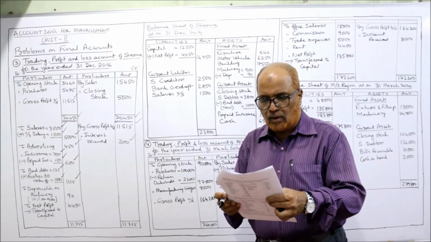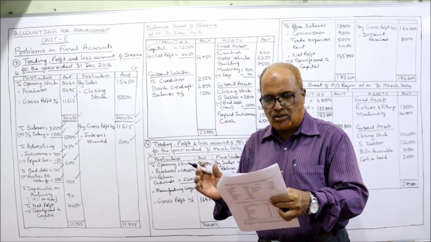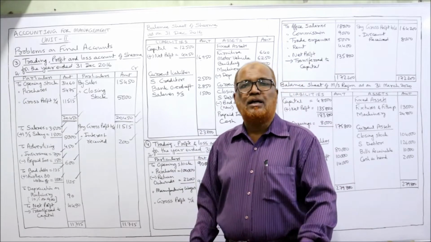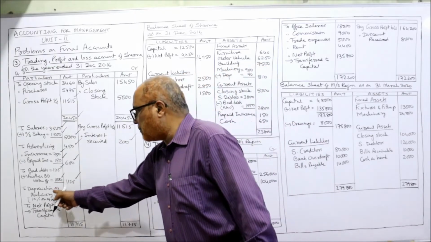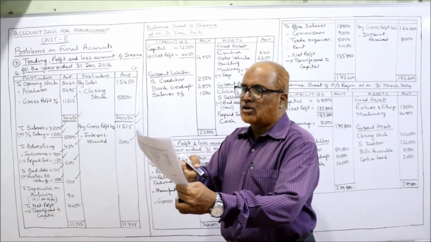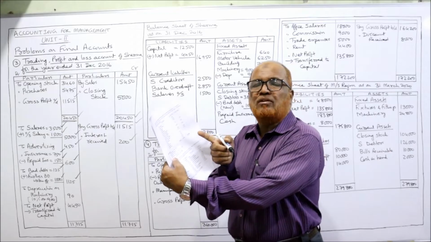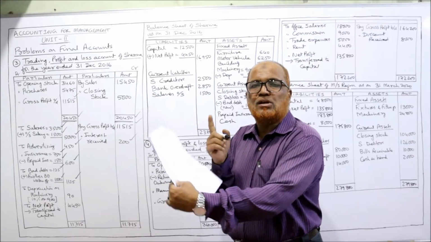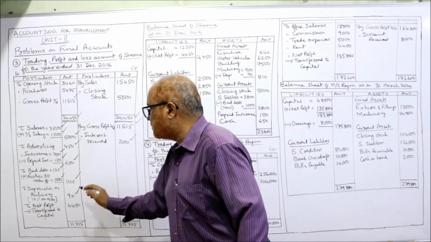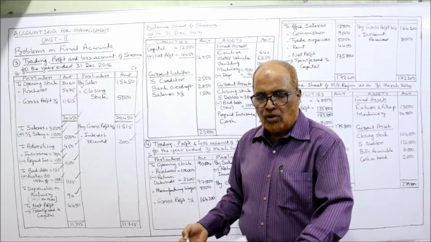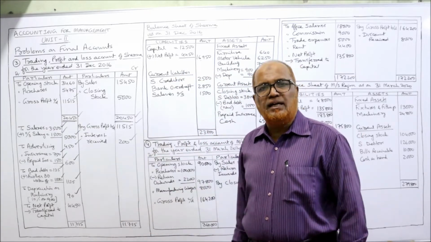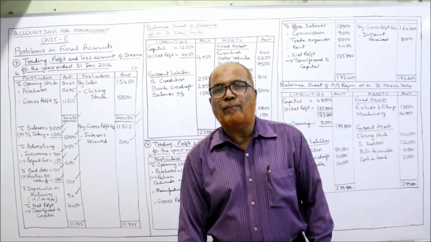Then comes salaries over, machinery 900 will go to balance sheet. Now depreciate machinery by 10%. So we have taken depreciation on machinery 10% of 900. Machinery value is 900. So 10% of 900, 90. That's all. All the items we have considered in P&L account. Now we have to find out the balancing figure.